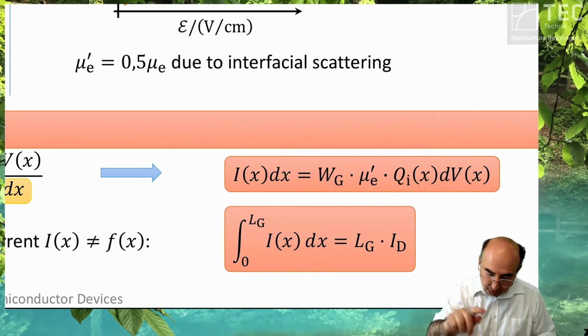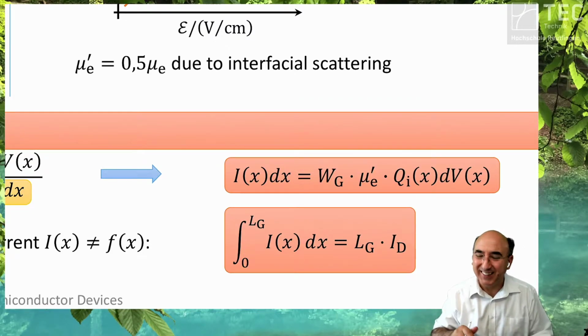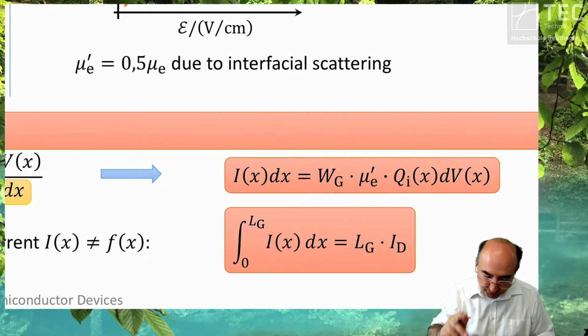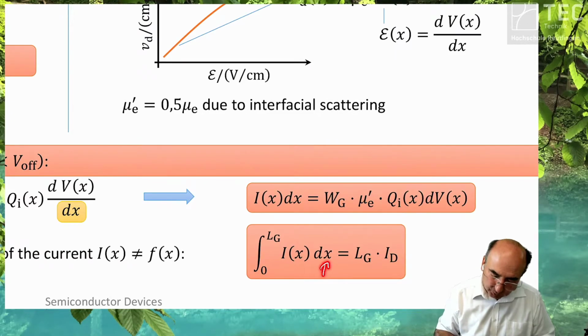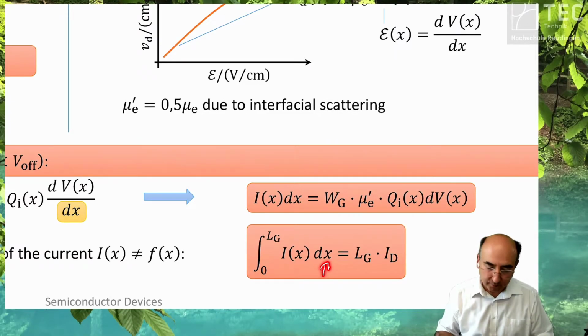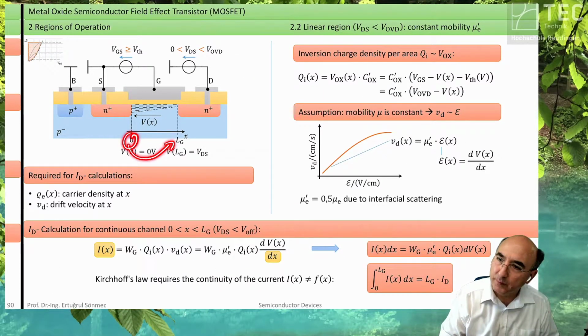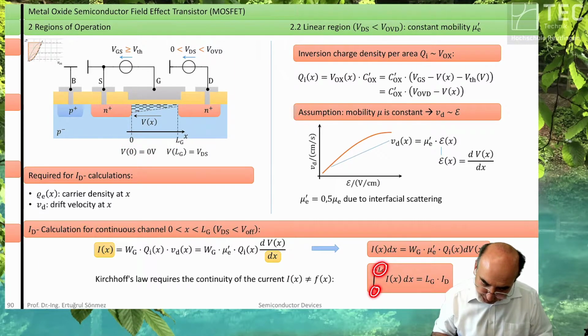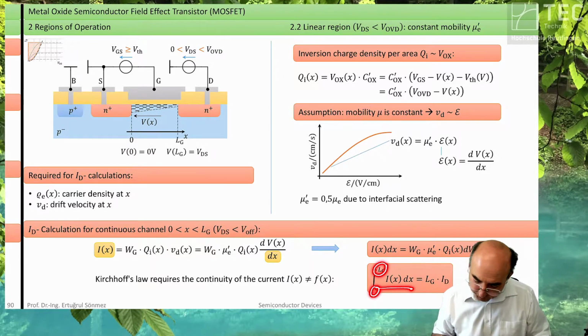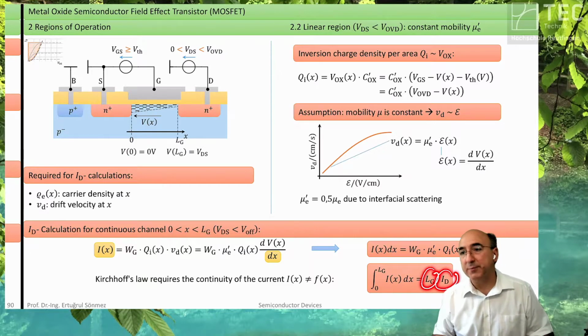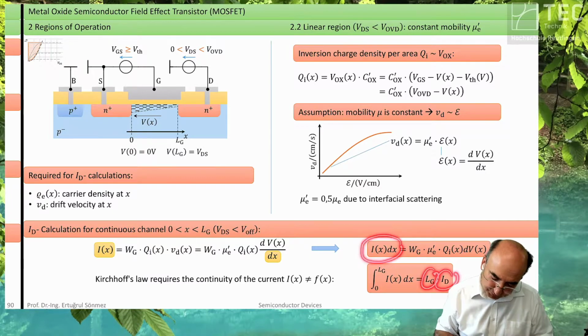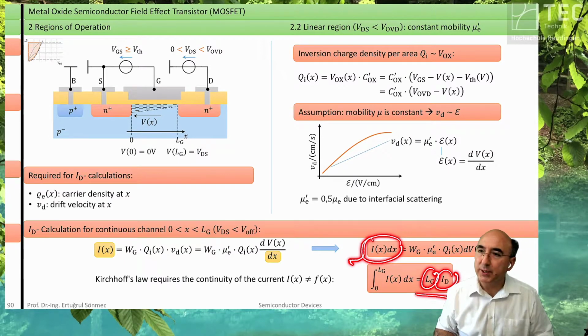And if we know that, we can do the following. We can integrate all over the location. We can integrate from 0 to Lg and say that this is constant. And if this is constant, we get current times Lg. So the left side, if we do the full integration, you get Lg times Id.